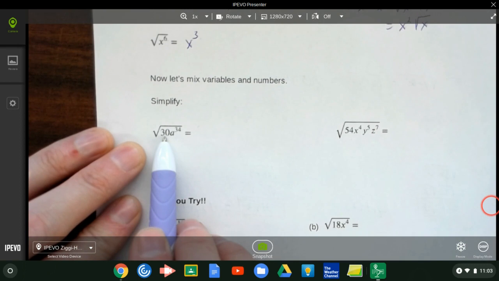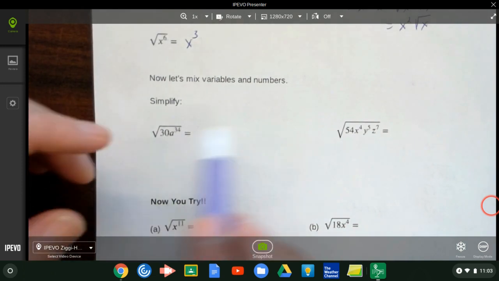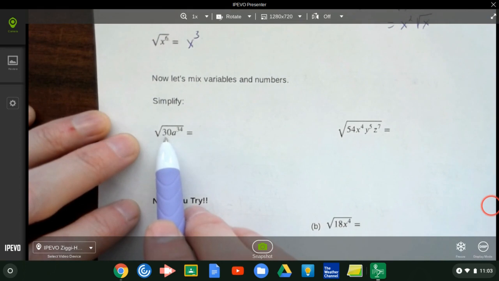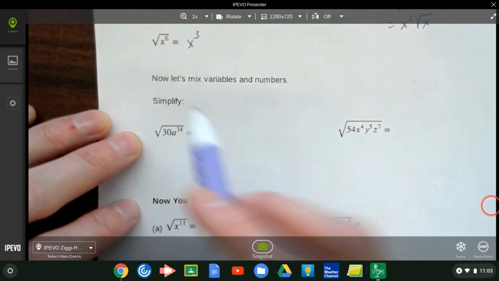So let's try a couple of those when we mix the numbers in. Numbers apply just like numbers do. 30. Let's see. What goes into 30? Well, half of 30 is 15. So if I go back to my numbers, the only thing I can look to put into there is 9. That doesn't work. Or 4. That doesn't work.